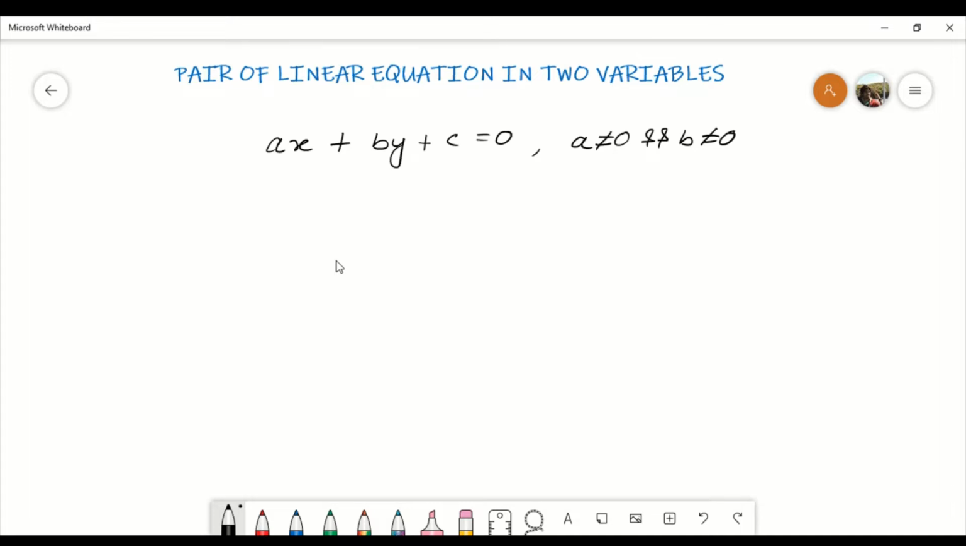There is another way to represent this condition. If not both a and b are 0, it can be represented as a square plus b square is not equal to 0. Now you understand why, right? Because if they are not both 0, then a square plus b square cannot be 0, because each is a positive number always, and the sum of two positive numbers is always greater than 0. The only case when a square plus b square will be 0 is when both a and b are 0. So if I have to represent that both a and b should not be 0, this is the condition I can use. This is the form of a linear equation in two variables.